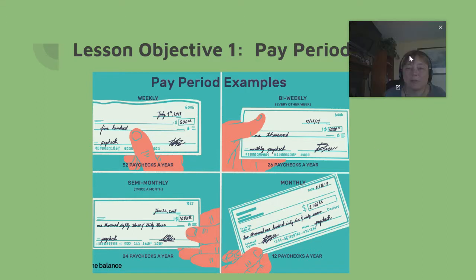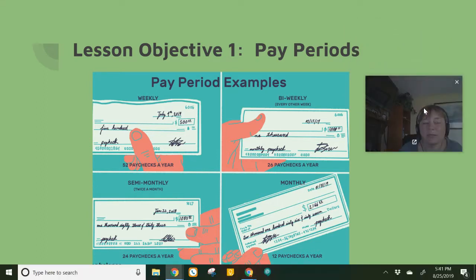All right. So our lesson 1 objective is talking about pay periods. Here are some pay period examples. We have weekly pay, which means you would get 52 paychecks a year because there are 52 weeks in a year. Bi-weekly paychecks. Bi-weekly meaning every other week. That means that there are 26 paychecks a year, half as many as weekly.